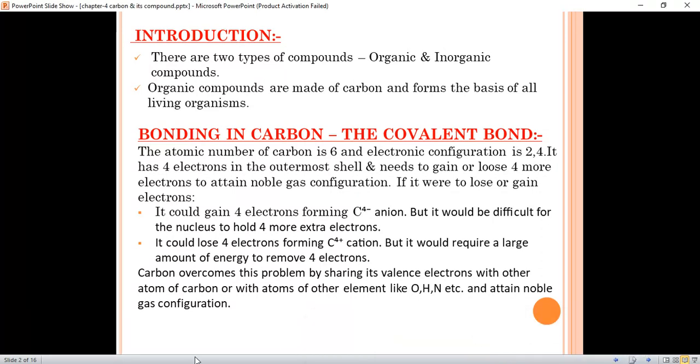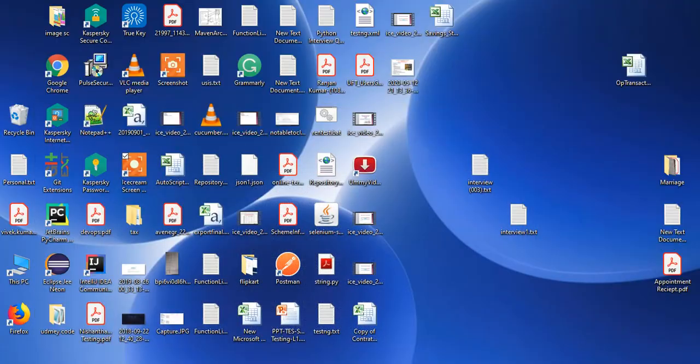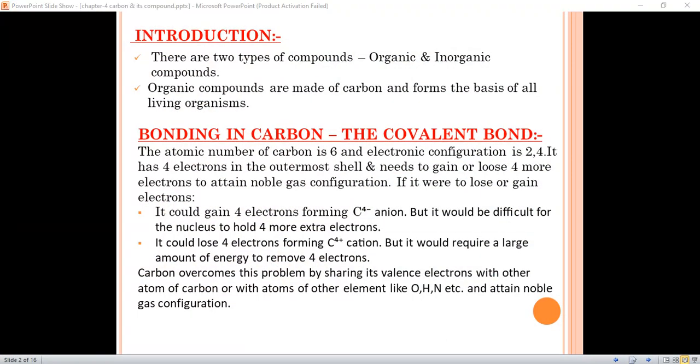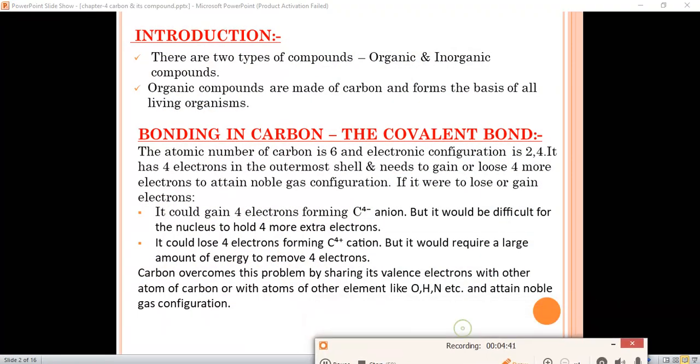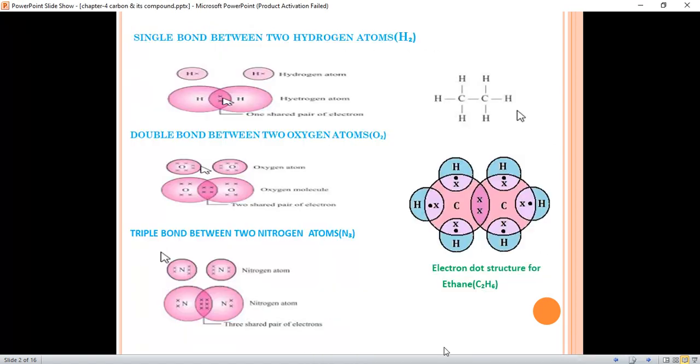About the ionic bond we have read in the last chapter. What do we understand by ionic bond? Ionic bond is formed by transfer of electrons. The atom either loses electrons or gains electrons, but a covalent bond is formed by sharing of electrons. Now have a look at the bond formation between hydrogen atoms, oxygen atoms and nitrogen atoms.